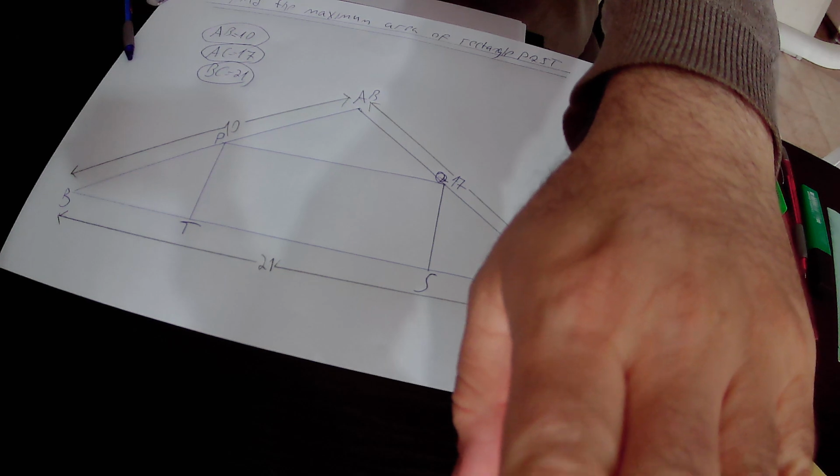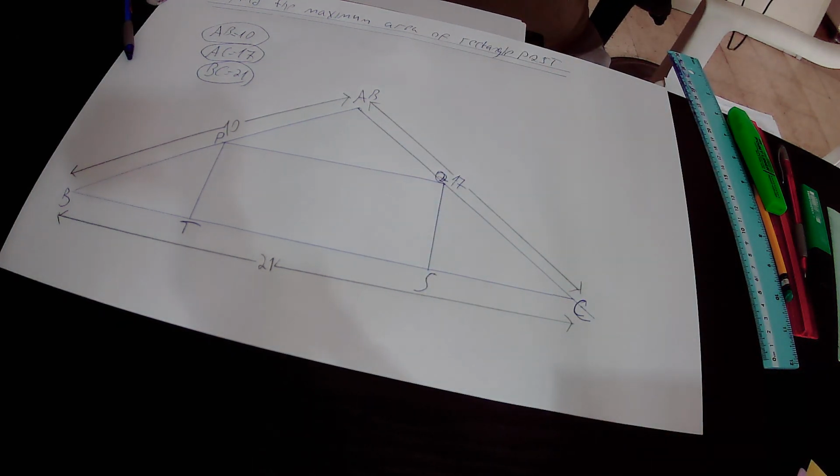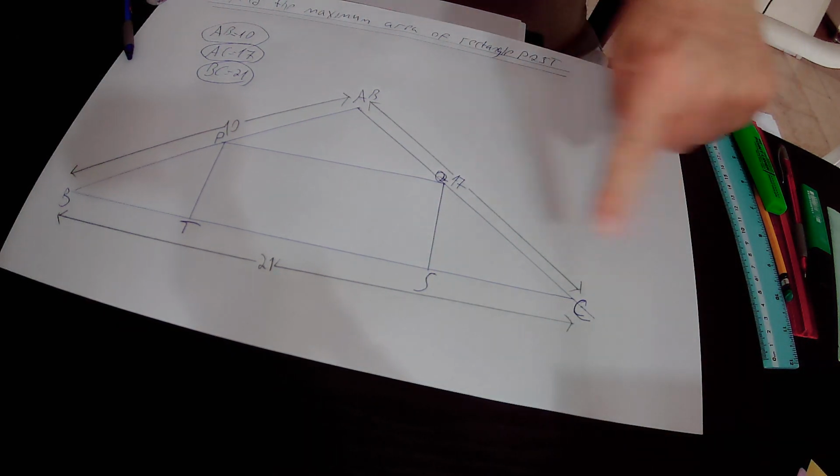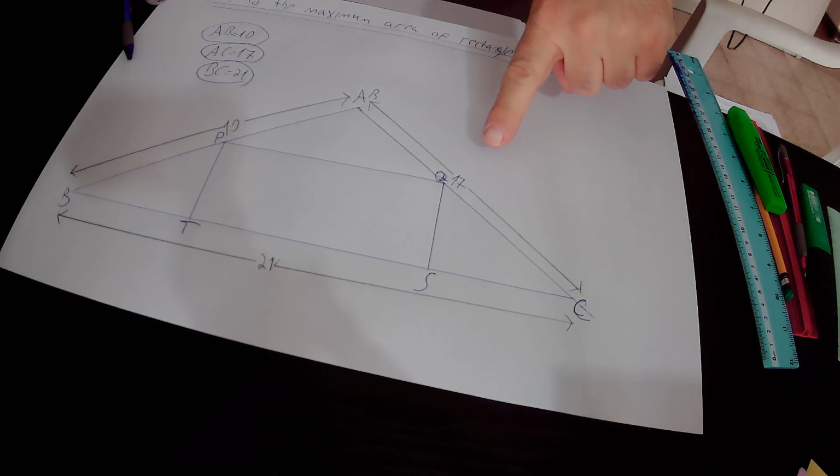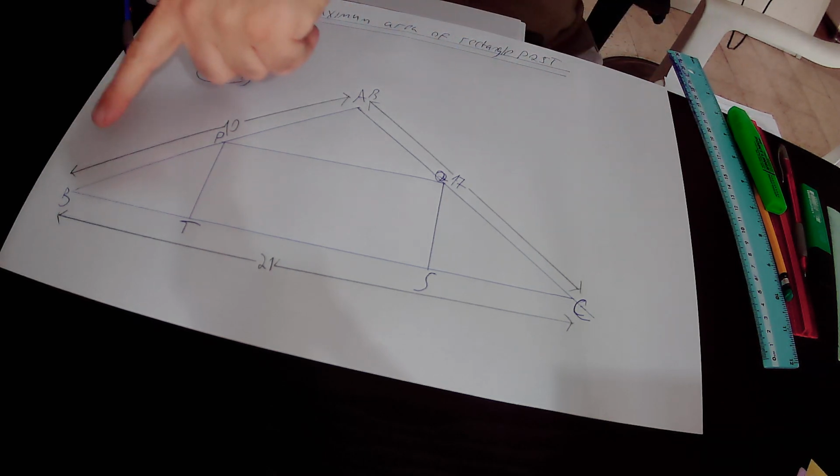Hello, in this lecture we'll find out the maximum area of a rectangle that is inside a triangle. In the drawing we have triangle ABC. Side AB of this triangle ABC equals 10 units in its length. Side AC equals 17 units in its length. This is side BC, that's equal to 21 units in its length.